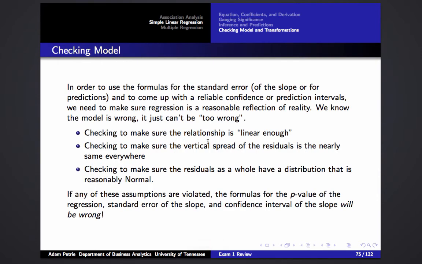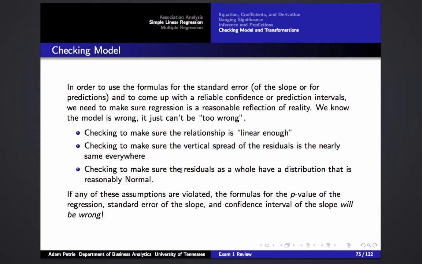All right, so confidence intervals, prediction intervals, all these things rely on the regression model being a reasonable reflection of reality. And so one of the key things you always need to do is to make sure that the regression model really does seem to adequately reflect reality. So we need to make sure the relationship between x and y is linear enough. We need to make sure that the vertical spread of points away from the line is essentially the same everywhere. There aren't some values of y or x where points are tightly clustered around the line and others where they're spread out.